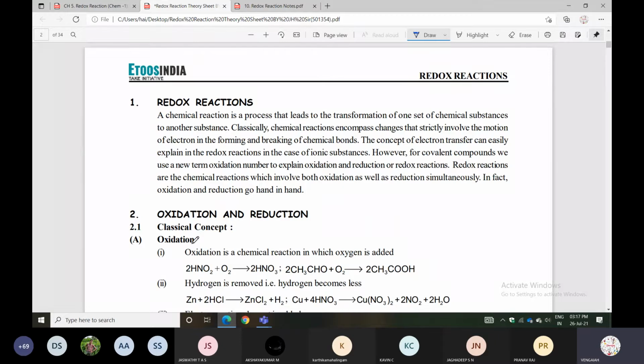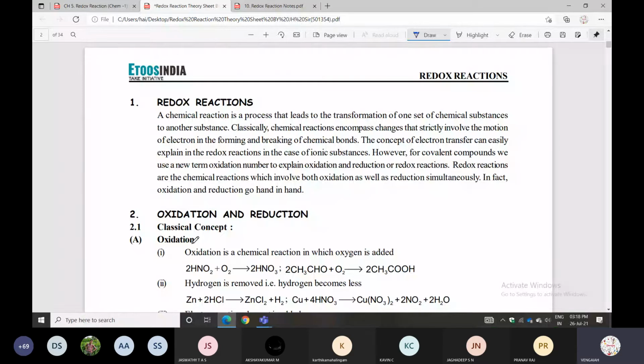The concept of electron transfer can easily explain the redox reaction. However, for covalent compounds, we use a new term, oxidation number, to explain oxidation and reduction, or redox reactions. So redox reactions are chemical reactions which involve both oxidation as well as reduction simultaneously.